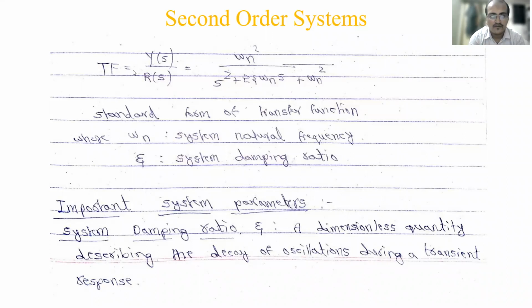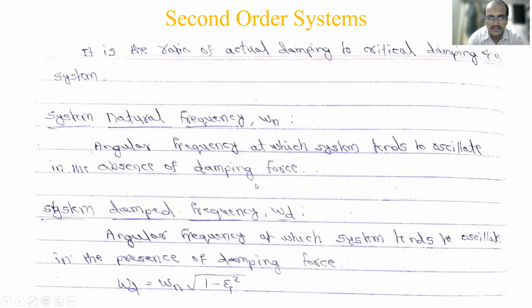For that there are parameters we have understood. Omega n is the system natural frequency. Zeta is the damping ratio. This definition I have given, and this relation I have given, see here: omega d is equal to omega n square root of 1 minus zeta square. This is the relation we'll be using. Two times I have used that, right? That is from this.